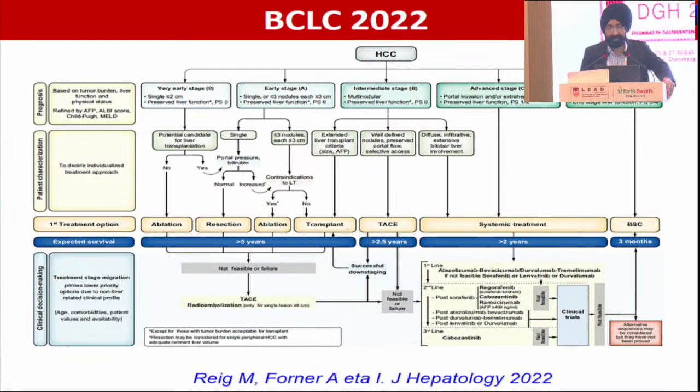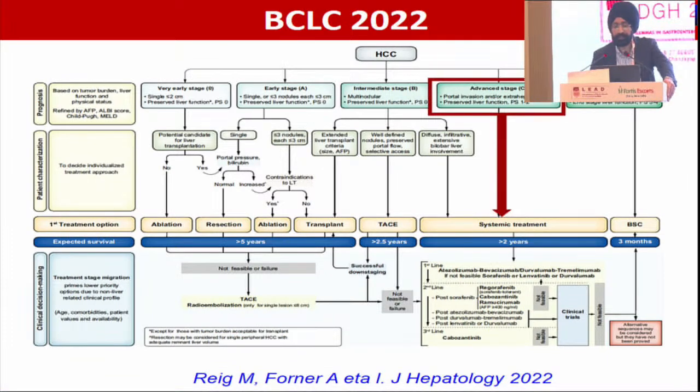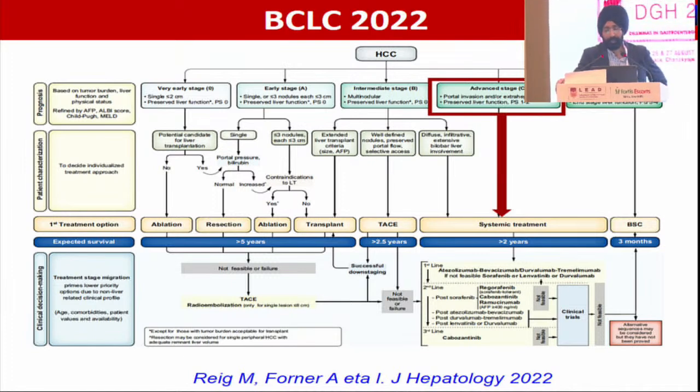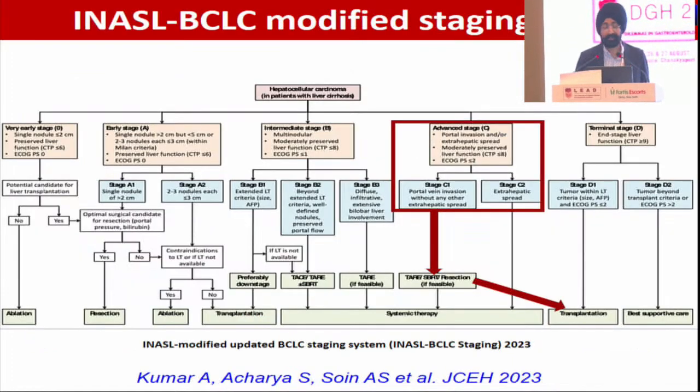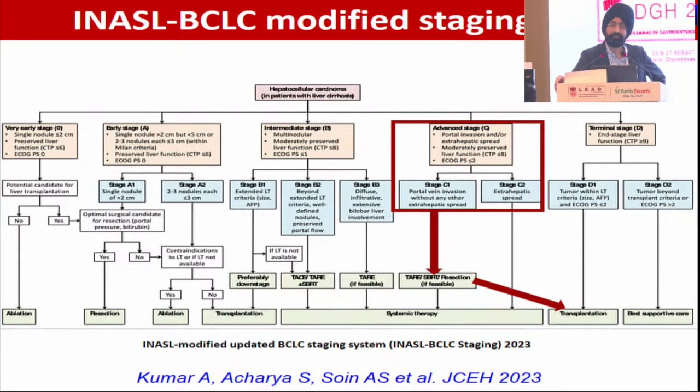And we all realize that in the updated BCLC classification, the advanced stage C lumps together HCC with portal vein invasion with or without systemic spread in the same category, and therefore they have been advised systemic treatment. But at INSL, we did better. We separated this group into C1 and C2. C1 is the group that has portal vein invasion, and C2 is the one with extrahepatic spread. We're not going to talk about extrahepatic spread.